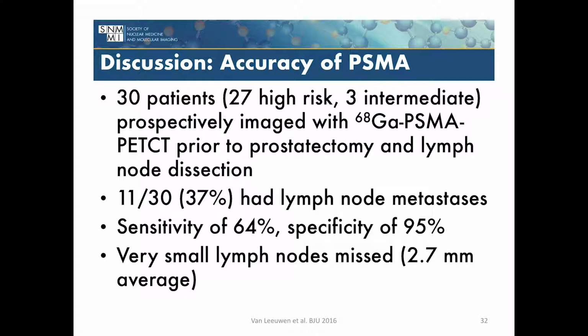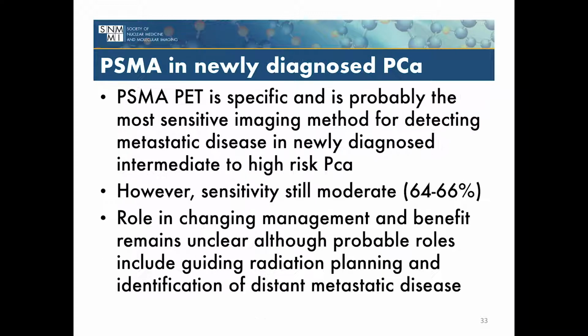And you might think, well, why are we missing this? I was just saying how great PSMA was. Well, what they're missing are small lymph nodes. On average, what was missed was lymph nodes around 2 to 3 millimeters. So while this is probably the most sensitive test we have available, it's still missing a significant proportion of micrometastatic disease. So just something to consider.